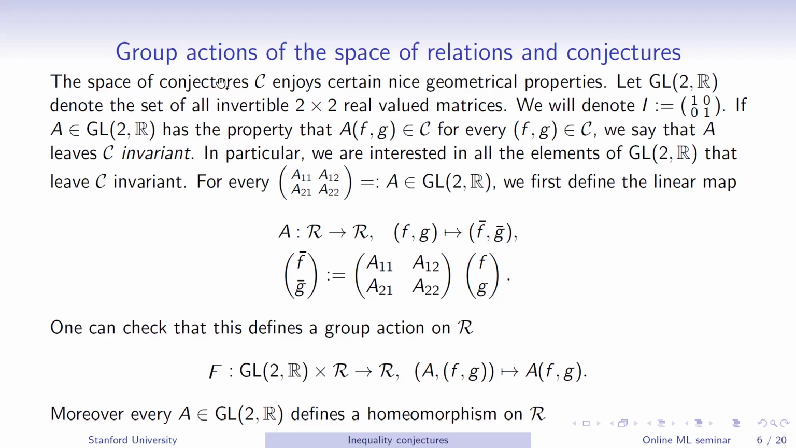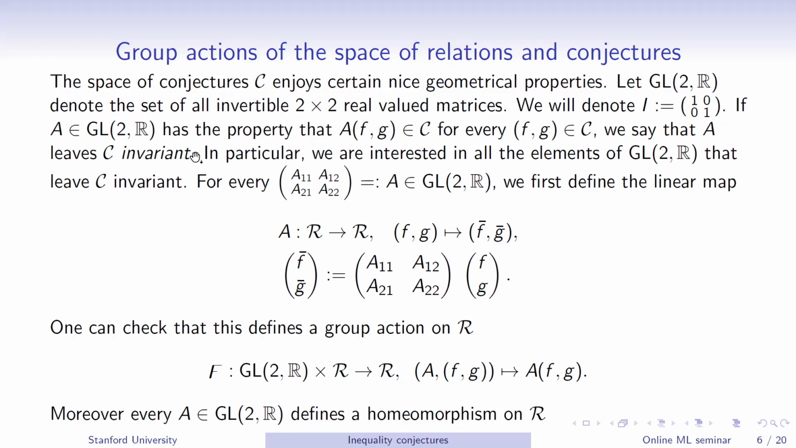So for this reason, I'm going to start by defining something called the group action on the space of relations. This is going to be 2 by 2 matrices, which act on our product space. So let's formalize this. GL2R is going to denote the set of all invertible 2 by 2 real valued matrices, and I will denote the identity.